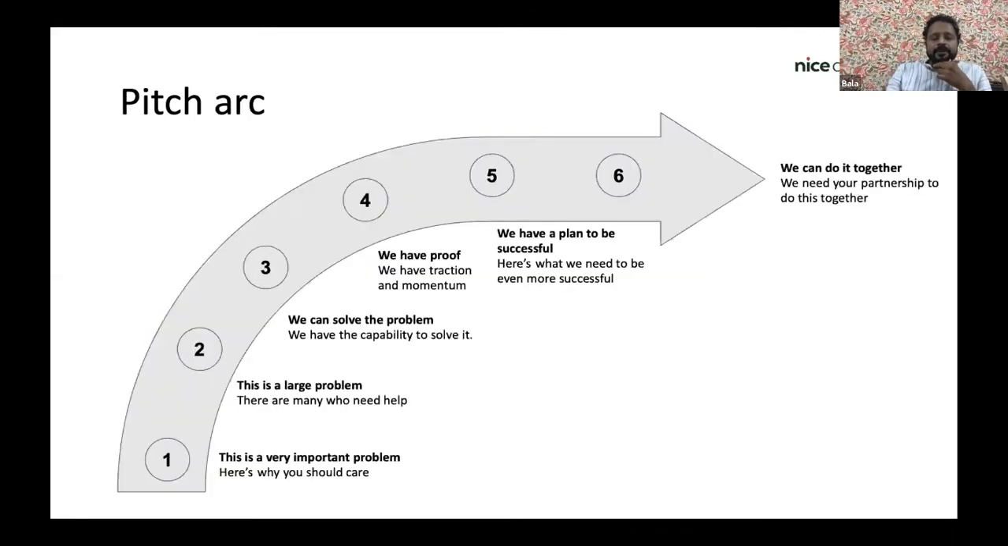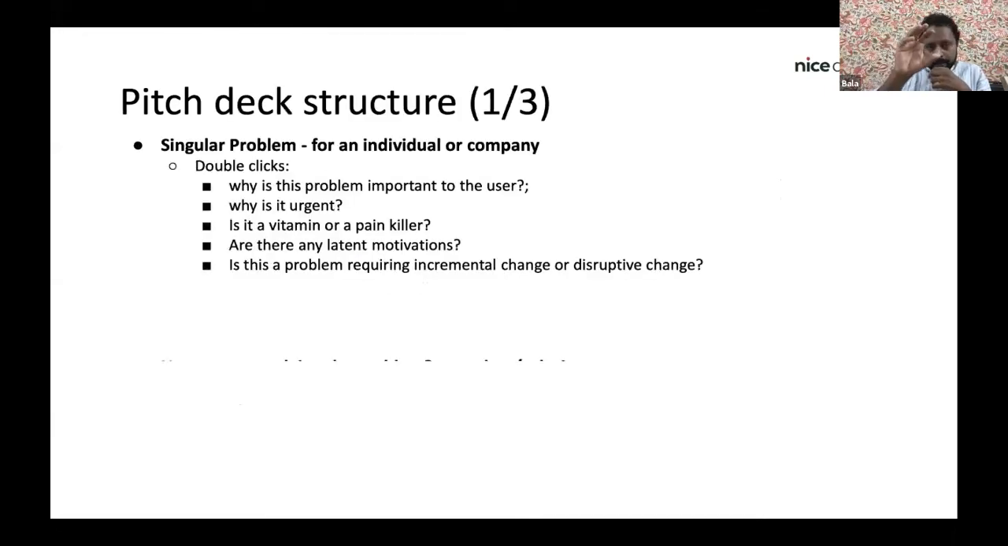Right. So now that we have the storytelling arc, now let's look at the components of the story or the pitch, right? So number one, like I said, you start with a singular problem. Start with a persona of the individual that you are trying to solve the problem for. And here you have to cover a few things. Why is this problem important to the user? It's very important for you to cover that. Why is it urgent for them? Is it a vitamin or a nice to have, or is it a painkiller, which is very urgent that they have to solve for?